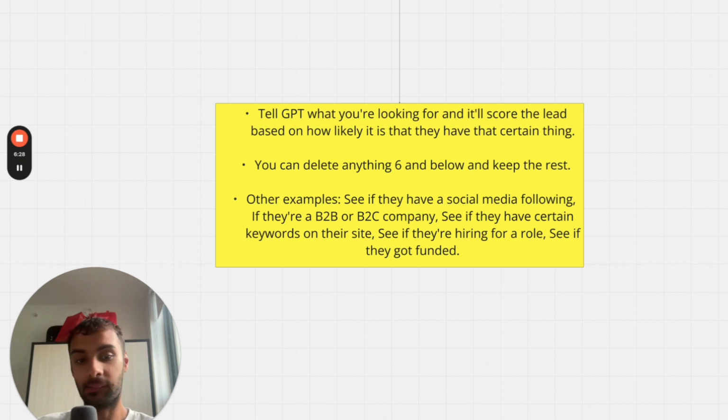And then again, you can see if they have certain keywords on their website, certain articles, or certain types of messaging on their website, and then you can pull that data and mention that in the email. You can also see if they're hiring for a certain role. You can say, okay, take a look at this company's LinkedIn, take a look at this company's website, search through Glassdoor, Indeed, and LinkedIn Jobs, and see if they're hiring for a certain role. And you can also see if they got funded recently. You're like, based on this company, let me know when they recently got funded.